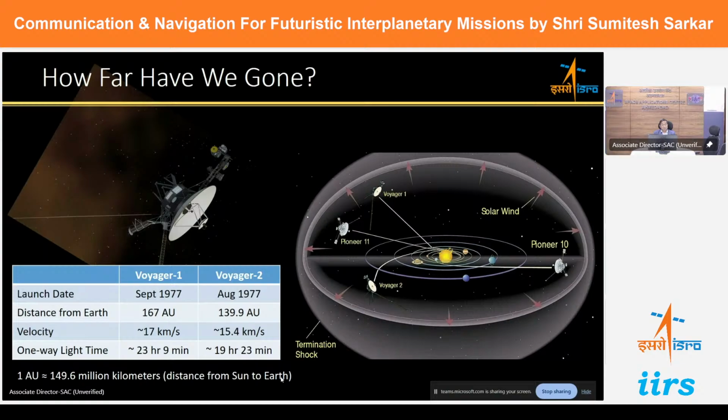And the one-way light time, that means the time it takes for the signal from the transmitting end to reach the Voyager, is almost 23 hours 9 minutes and 19 hours 23 minutes respectively. So these are far away. Like that, all the deep space probes are supposed to work over this large distance.